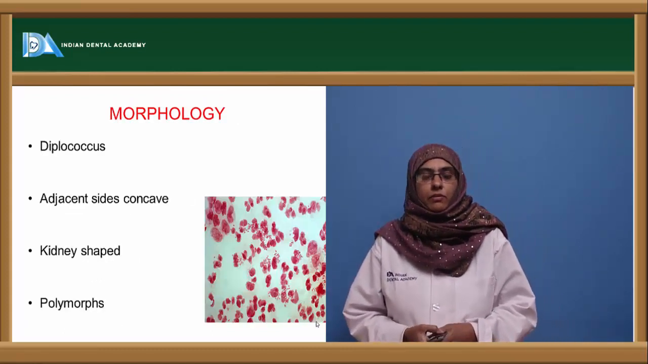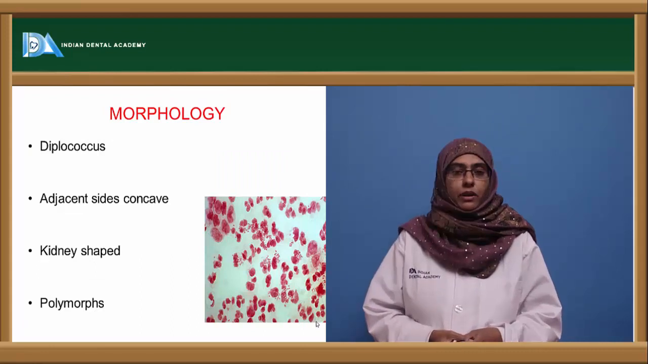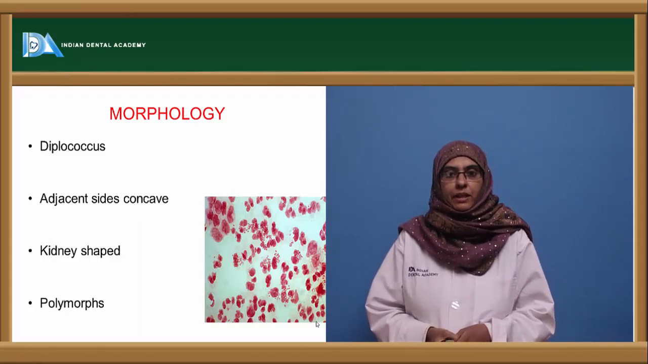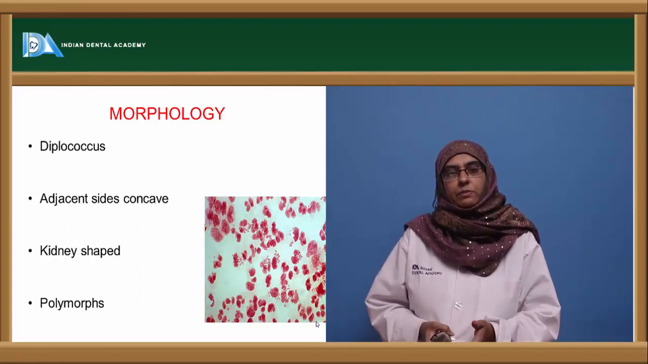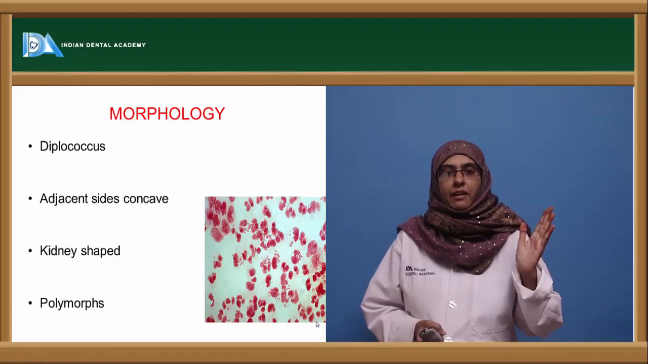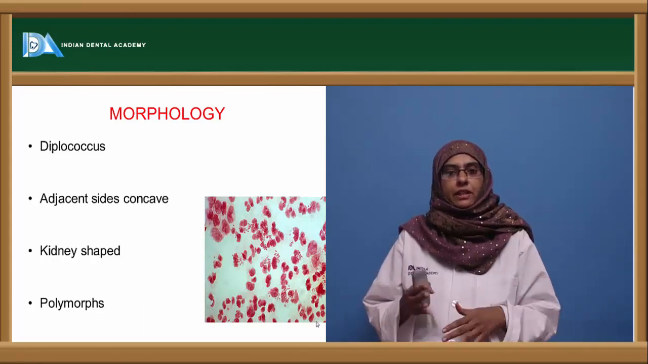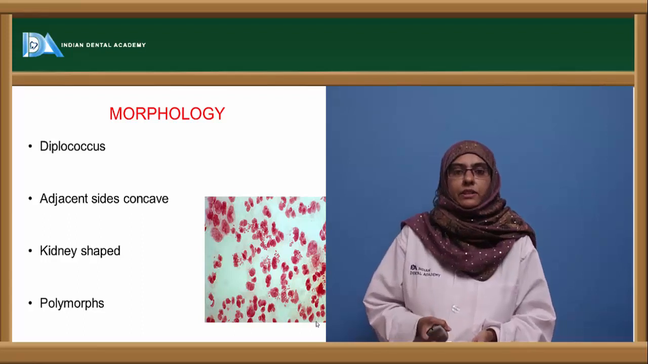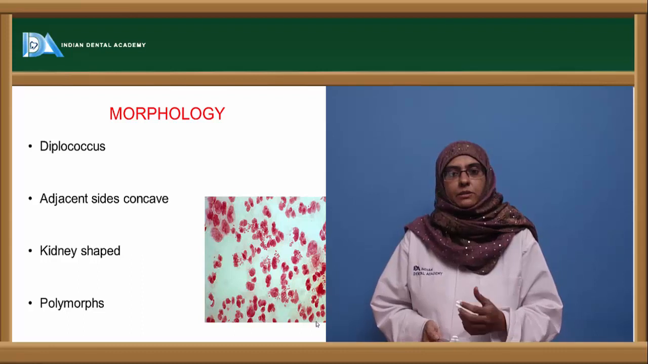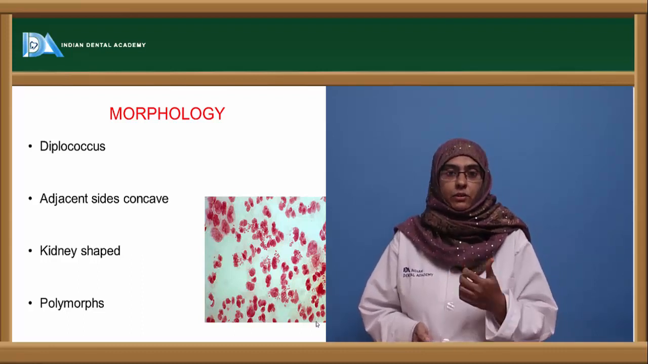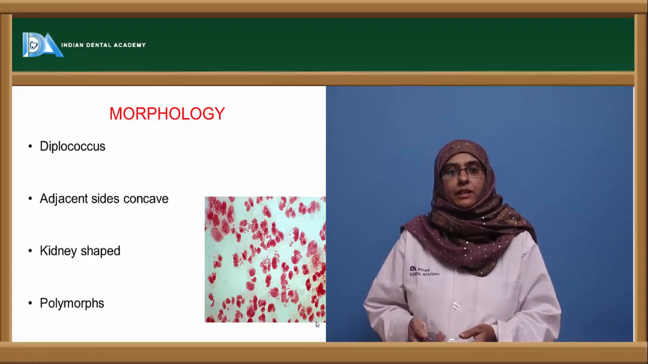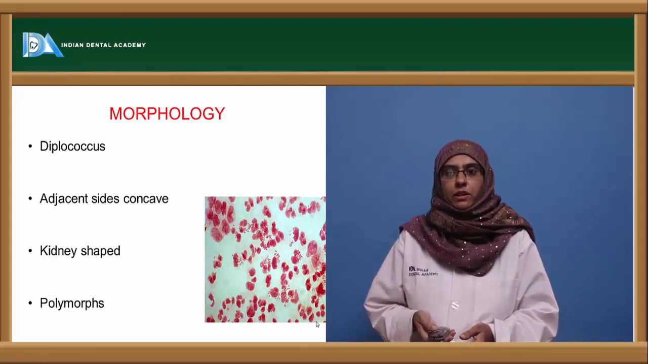Coming to the morphology of the organism, it is also a diplococcus occurring in pairs where the adjacent sides are concave in nature, appearing kidney shaped. So you can distinguish between Neisseria gonorrhoeae and Neisseria meningitidis: meningococci have a flattened surface, whereas these organisms have a concave surface appearing in the shape of a kidney. And mostly these organisms are present intracellularly inside the polymorph, that is the leukocyte. So a leukocyte can contain hundreds of these Neisseria gonorrhoeae organisms.